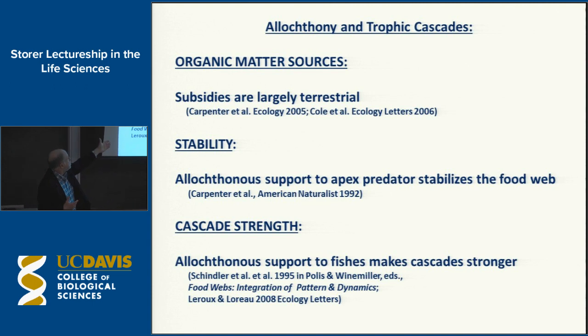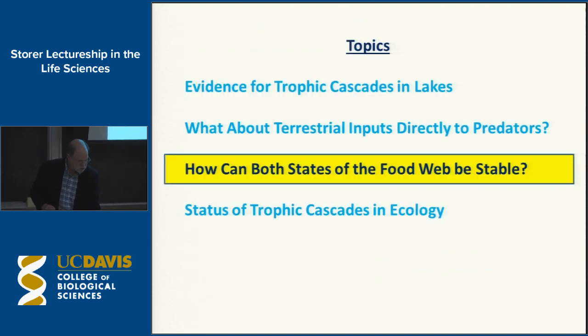And then we also know from the Schindler work that allochthonous support to fishes makes cascades stronger. And there's a recent, more sophisticated model by LaRue and Leroux in 2008 that essentially says the same thing. So I think one of the big interesting mysteries here is what's going on with stability and cascade strength across this huge gradient of allochthony in lakes between 5% and more than 80%. And I don't know the answer, but I'd love to work on it. And it's on my mind.